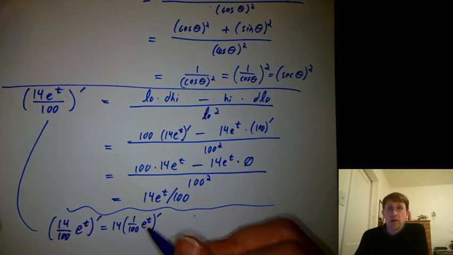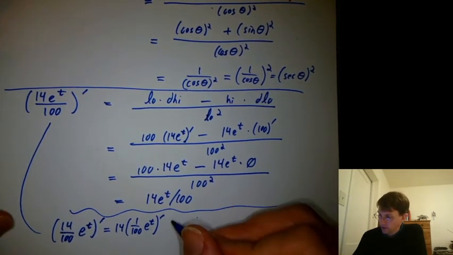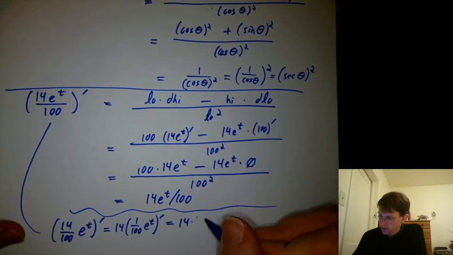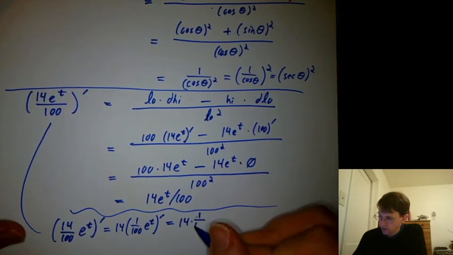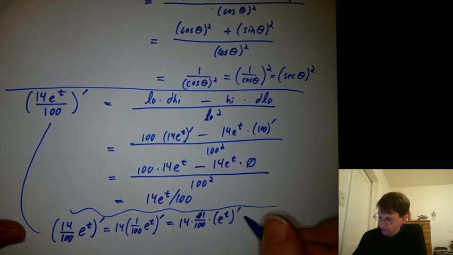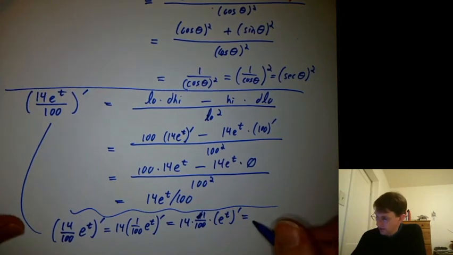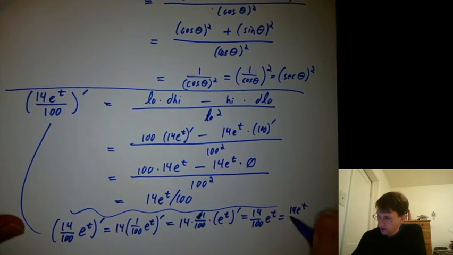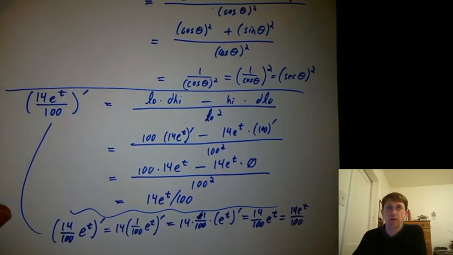So this is a ratio. I could use the quotient rule on it, but it's also a constant vertical multiplier. So I can just write 14 times 1 over 100 times e to the t prime. E to the t prime is just e to the t. So I'm getting 14 over 100 e to the t, which I could also write as 14 e to the t over 100. Either way is fine.